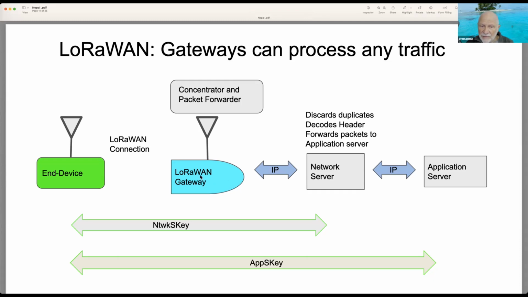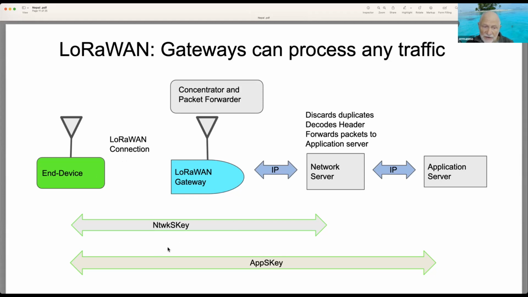The LoRaWAN gateway connects to a network server, which has all the intelligence in the network and does all the handling. The gateway is pretty dumb. The gateway only receives packets from the end device and forwards them to the network server. The network server on its own will look at which application a given packet belongs to and directs it to the corresponding application server.